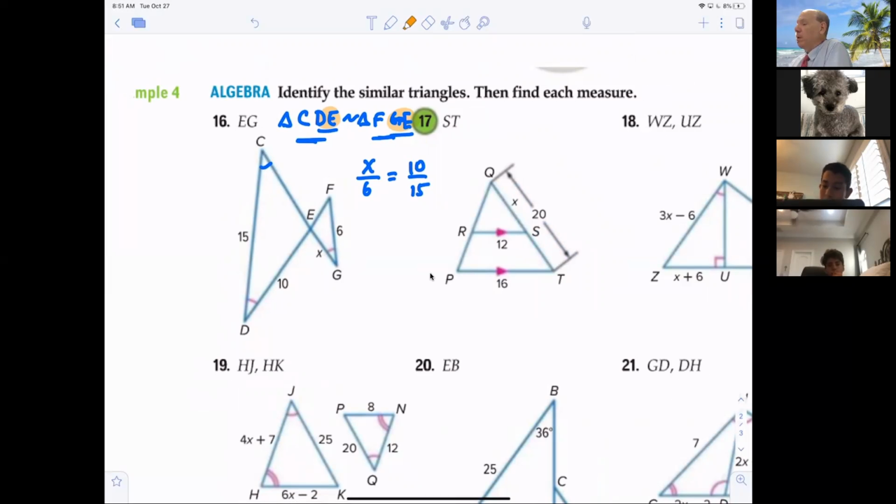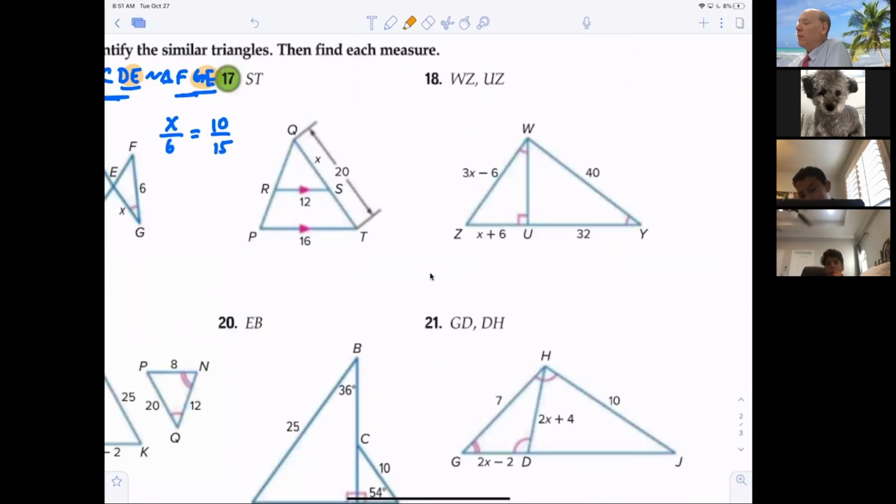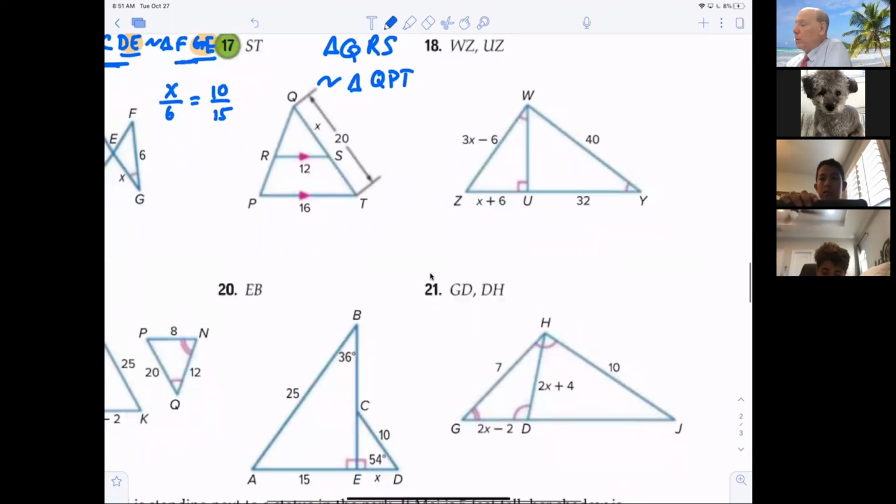All right. So now number 17. They're parallel. So we can say that triangle QRS is similar to triangle what? QPT. That was straightforward. So now we can say X over 12 is 20 over 16. The right side to the base is equal to the right side to the base.